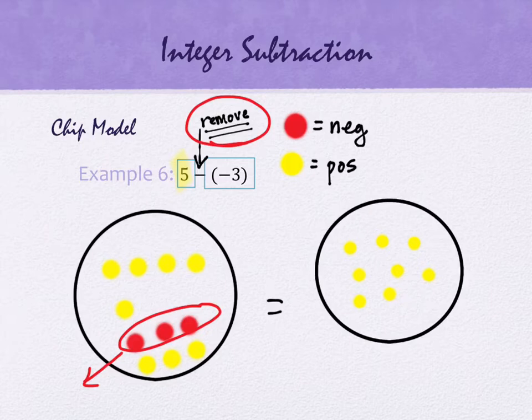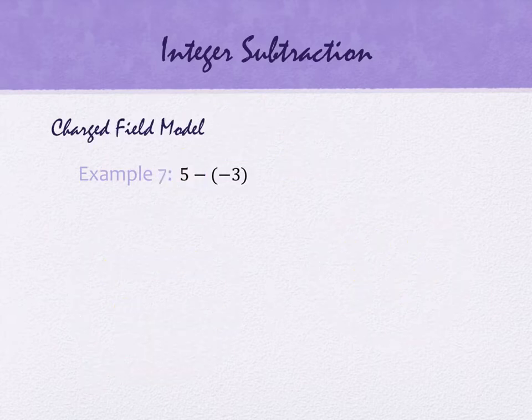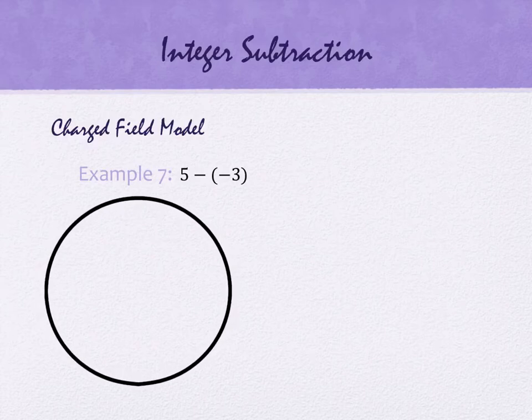The charged fields model, we saw this last time as well, looks very similar. It does all the same things, it just does them with positives and negatives instead of with chips. So I have 5 positives.